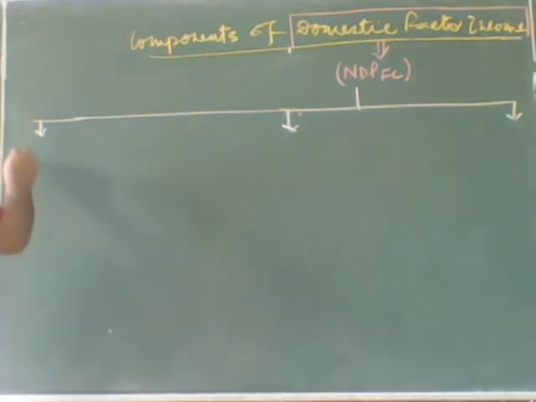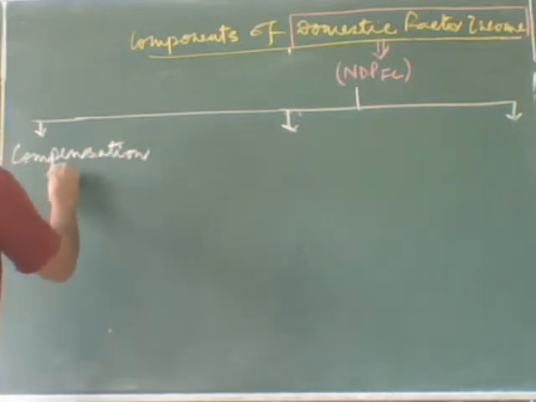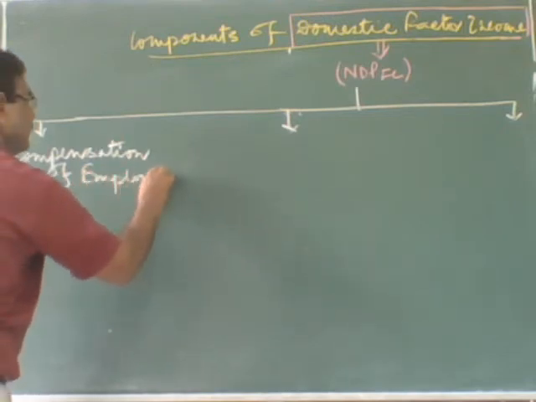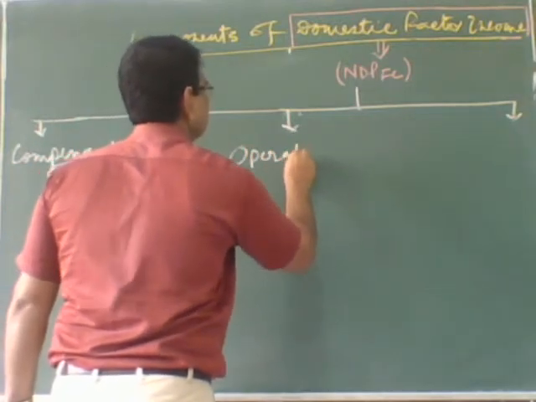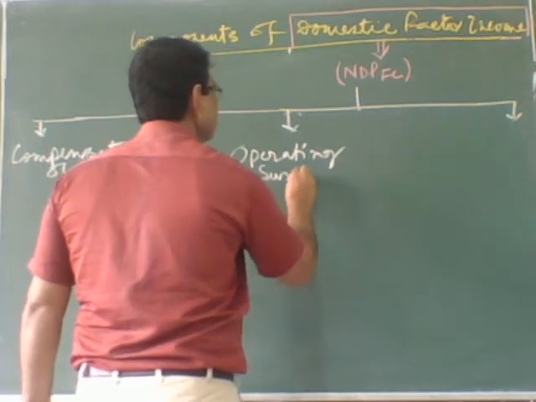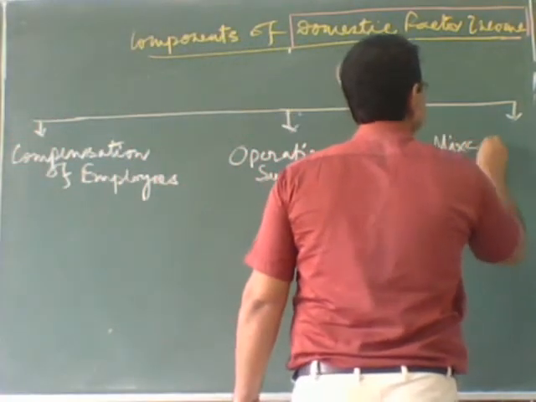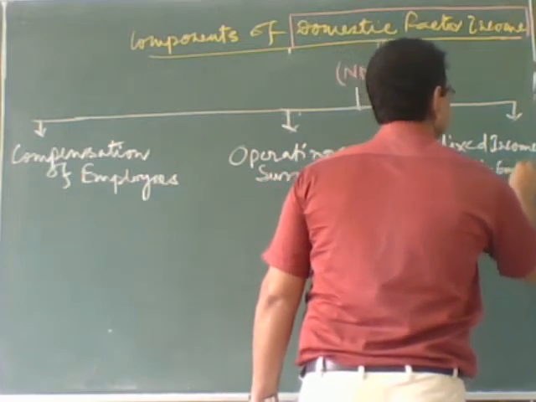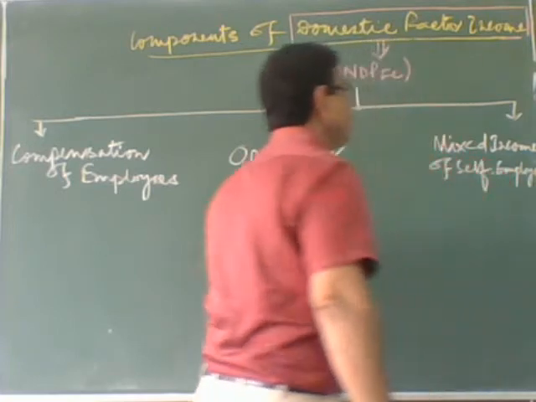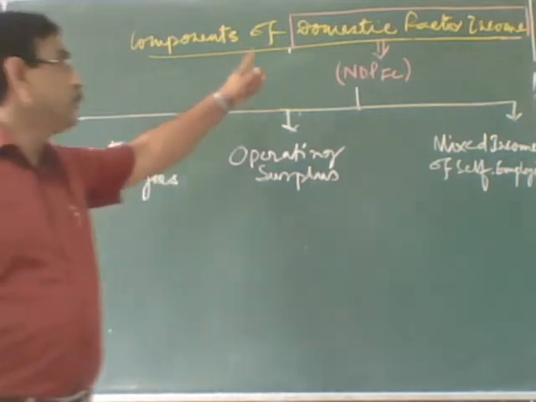Number one, compensation of employees. Number two, operating surplus. And number three, mixed income of self-employed. These are the three main parts of domestic factor income.